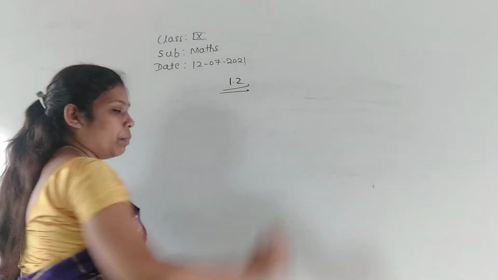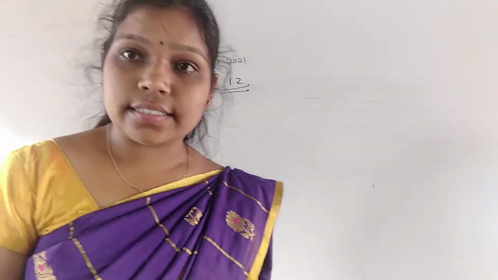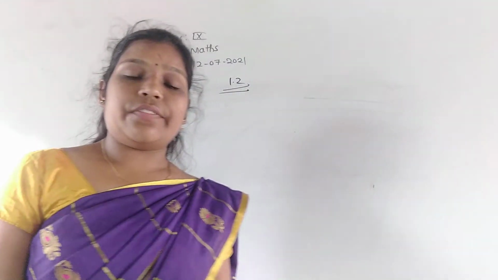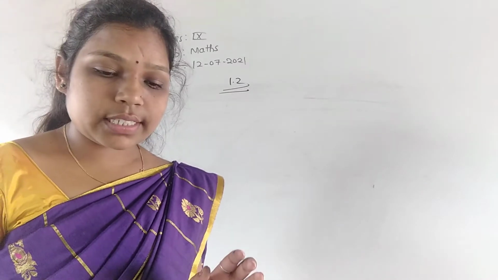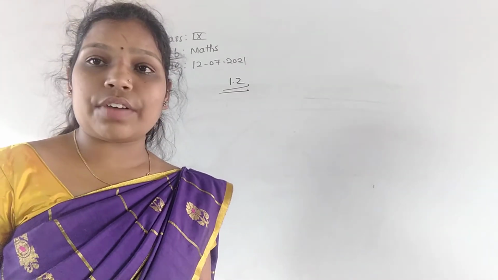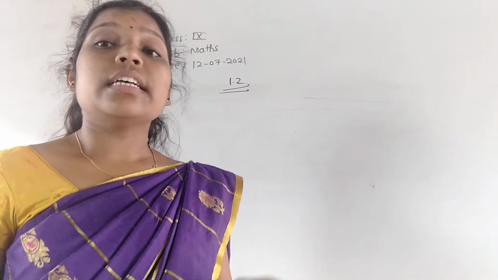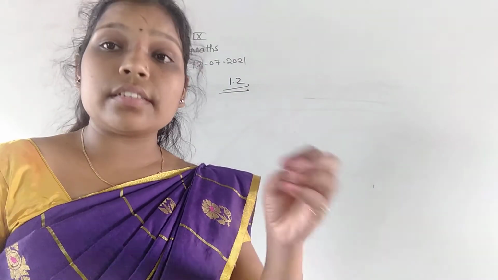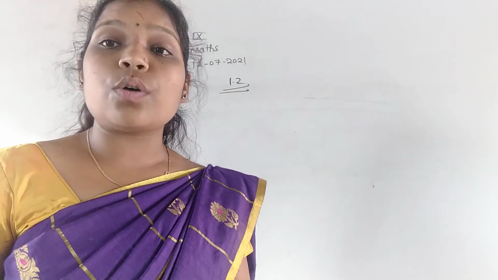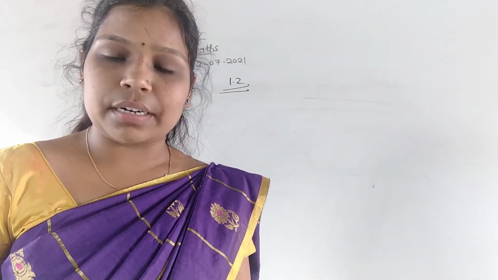Exercise number 1.2. In exercise number 1.2 we have the first statement. See here, state whether the following statements are true or false. They have given us some statements here, but you have to say whether the statements are true or false. And justify your answer, they told here. What is the meaning of justify your answer? Justify answer means you have to give the explanation about your answer: why it is true and why it is false. That is nothing but justify your answer.